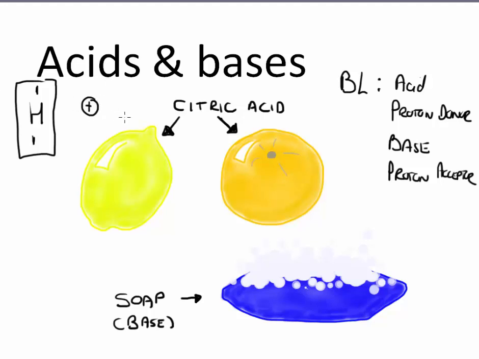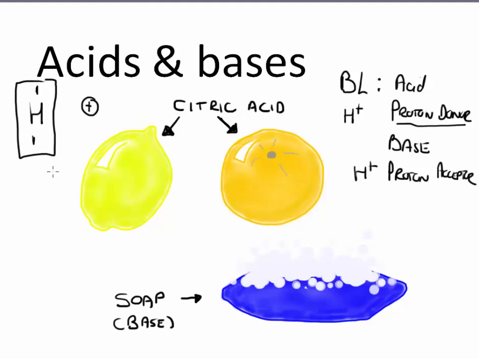actually a proton. So when we talk about a proton donor, we're talking about something that donates H+. And when we talk about a proton acceptor, we're talking about something that accepts H+. So we're not talking about protons moving around in the nucleus. We are talking about the hydrogen ion. The Bronsted-Lowry definition we've looked at.